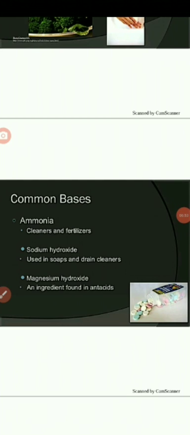Common bases are, first, ammonia, which is used in cleaners and fertilizers. And the next one is sodium hydroxide.